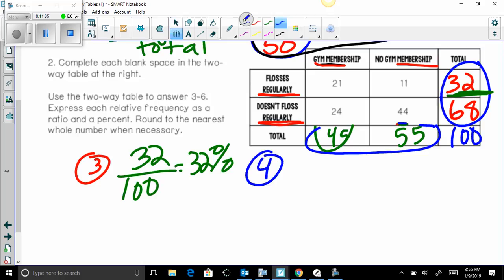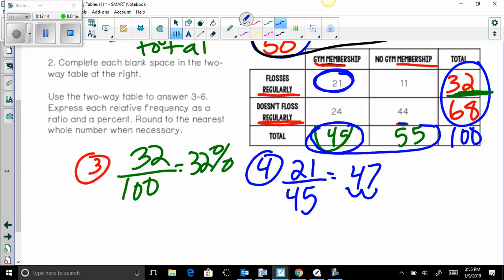All right, number 4. Of the people who own a gym membership, what is the relative frequency of people who floss regularly? So gym membership and they floss regularly. That would be right here. 21 out of the total people who own a gym membership. How many total people own a gym membership? That is only 45, because I only want the people who actually own a gym membership. So if I go ahead and divide this in my calculator, I get 0.47, and making it a percent is 47%.